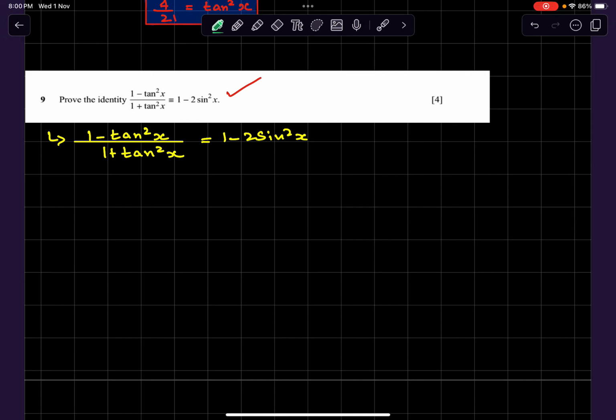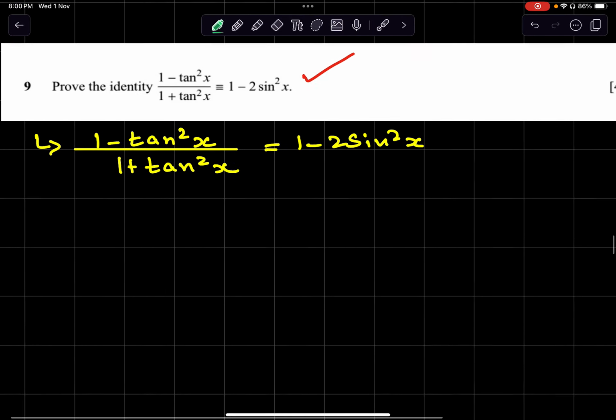Today we have a question which asks us to prove the identity (1 minus tan square x) upon (1 plus tan square x), and we have to prove it as 1 minus 2 sine square x. So the first thing before solving the question, we have to look at in what terms are we demanded to give the answer. We are going to give our answer in terms of sine square, right? This is the keyword of this question. You have to actually prove your identity in terms of sine square. So let's start.